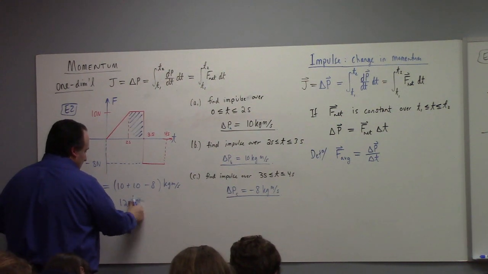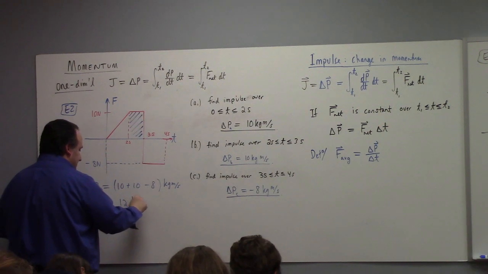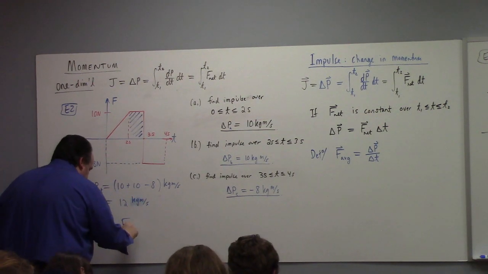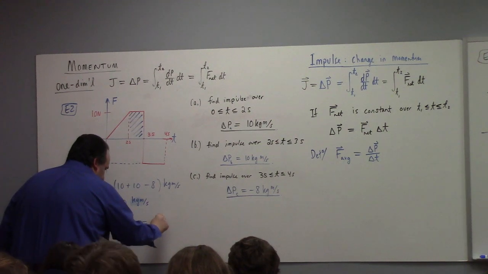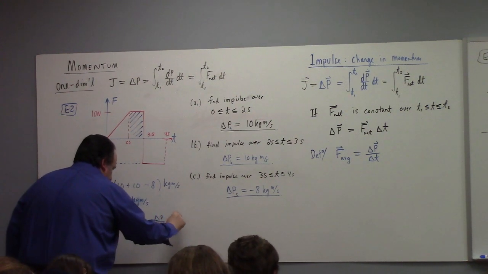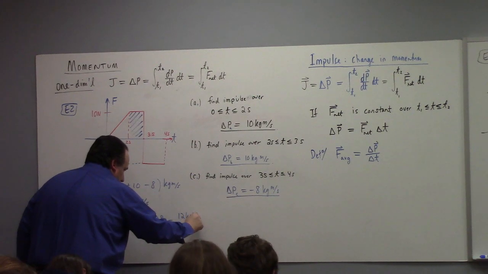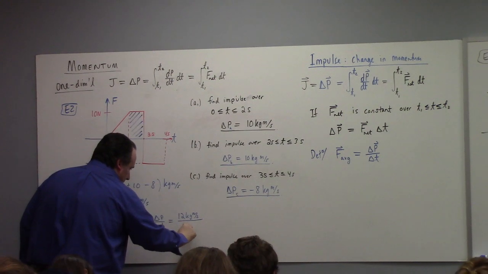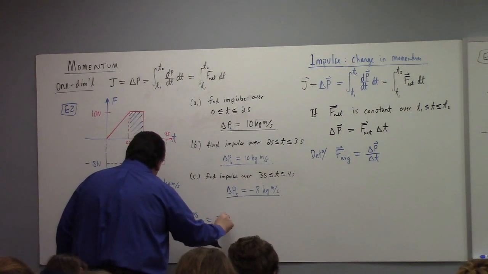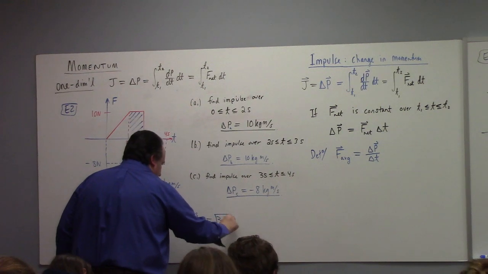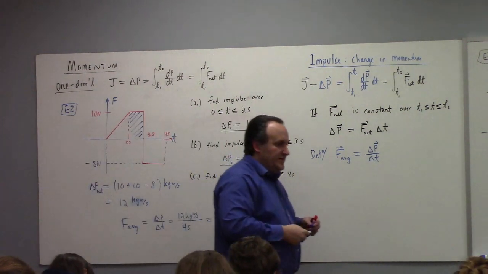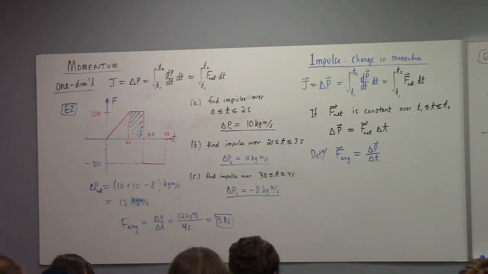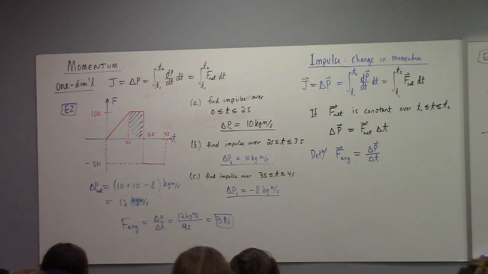All right. And what's the average force over this same time period? The change in momentum over the change in t, right? Which is 12 kilogram meters per second divided by the change in t, which was 4 seconds. So we get 3 newtons as the average force for my silly example here. There's an equally silly example in the notes for you guys to chew on. So let us move along.